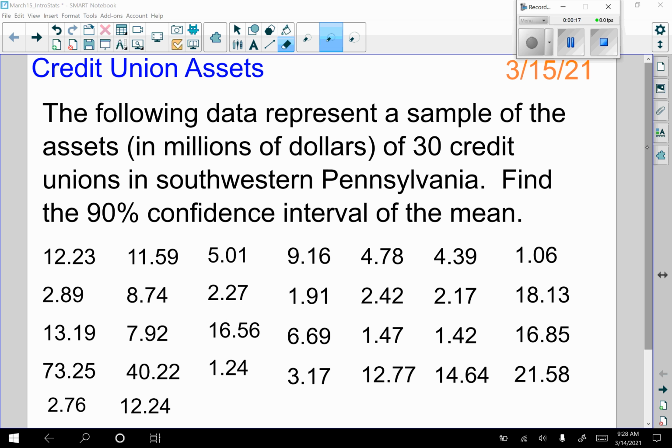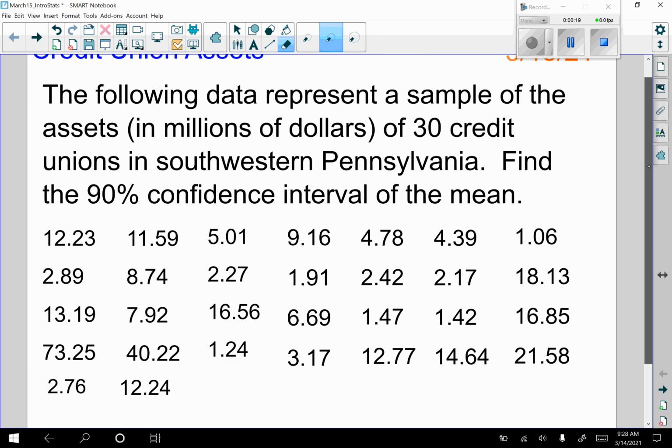So what I'd like for you to do is to get your calculator and go to a list and spreadsheet. This data represent a sample of assets in millions of dollars of 30 credit unions in southwestern PA. We're going to find the 90% confidence interval of the mean. But unlike the previous examples, the sample mean and the standard deviation aren't given to us, so we're going to use our calculator.